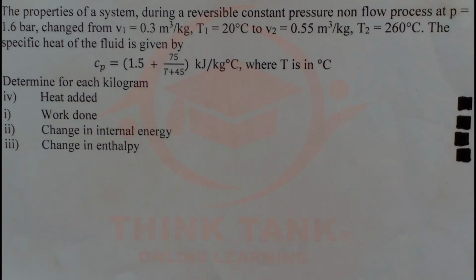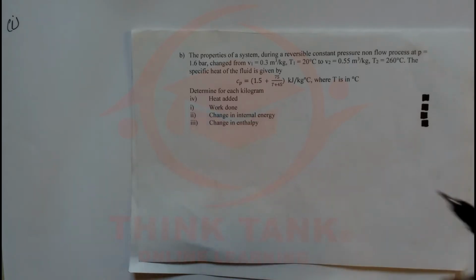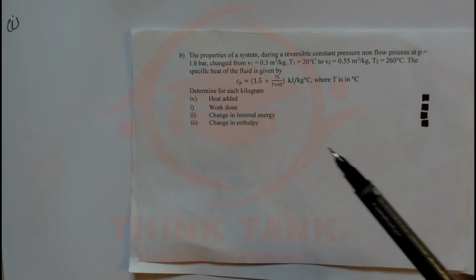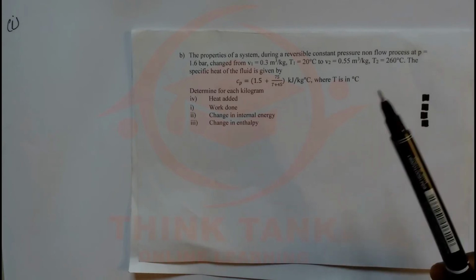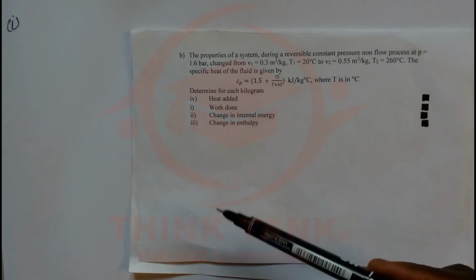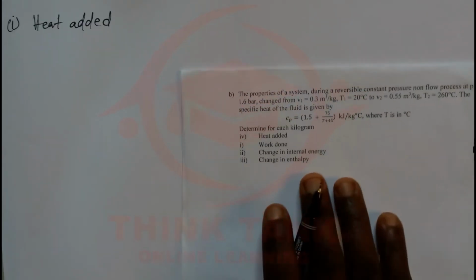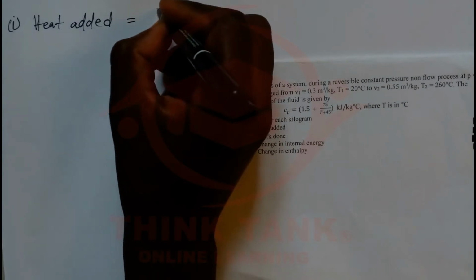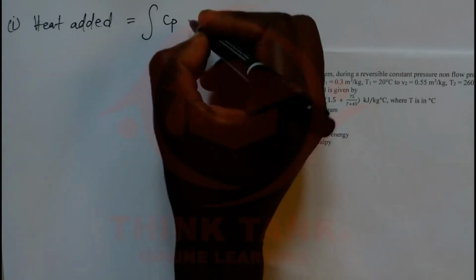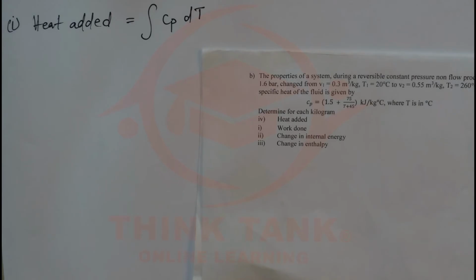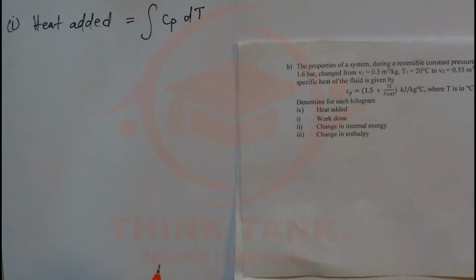What we want to determine for each kilogram is the heat added, work done, change in internal energy, and change in enthalpy. We know that the heat added can be calculated by multiplying the specific heat capacity and the temperature, right? But in this case, our specific heat is given in terms of T. So we're just going to integrate Cp with respect to the temperature, dT. That is going to give us the specific heat added. Okay, so let's do that.